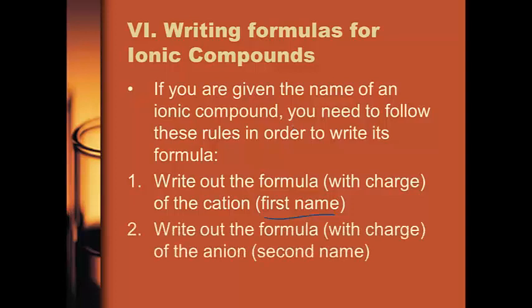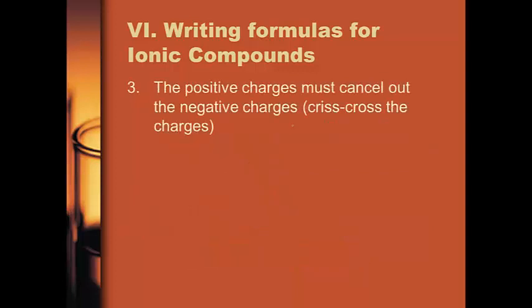There can only be 2 ions in your polyatomic ion. Okay, so write it out. What's the formula for that ion with the charge again? Now the positive charges must cancel out with the negative charges. If they don't, if it's X2 plus and Y3 minus, adding the charges doesn't cancel out. If they don't cancel out, you need to crisscross them.